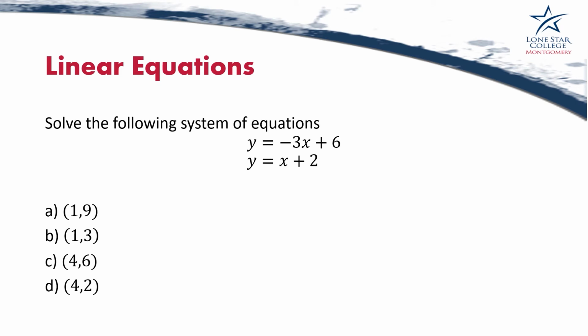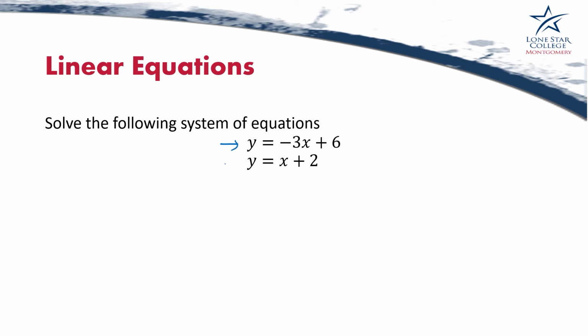Okay, now we're doing: solve the following system of equations. Before, we were just dealing with one linear equation. Now we're dealing with two, which makes it a system. There are different methods to solve this, depending on how your system is set up. So if we look at our system here, we have y equals -3x plus 6 and y equals x plus 2.